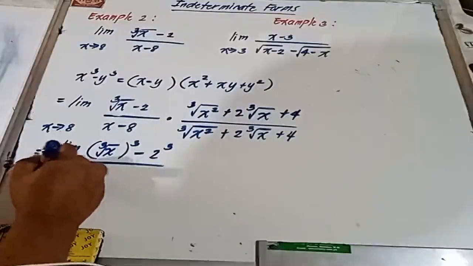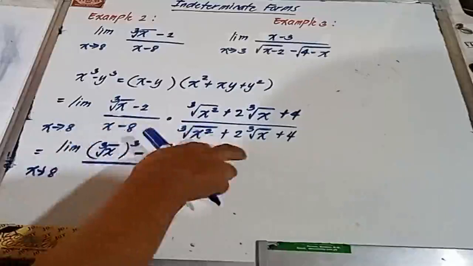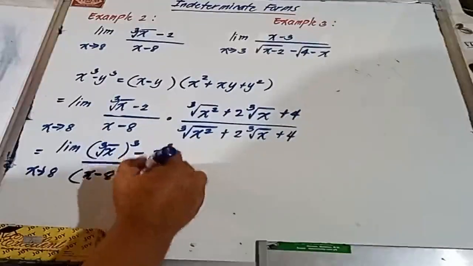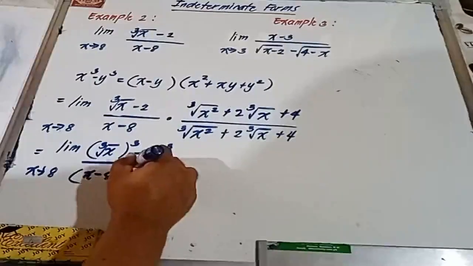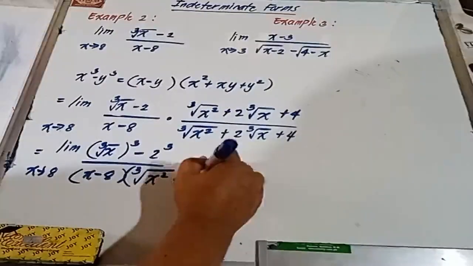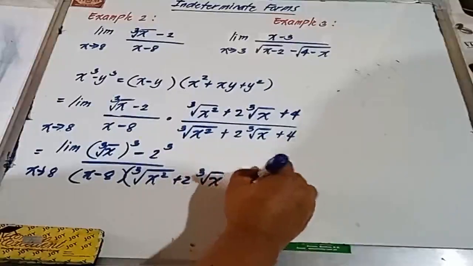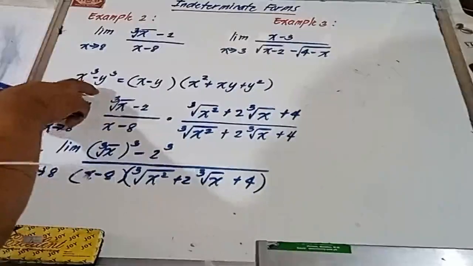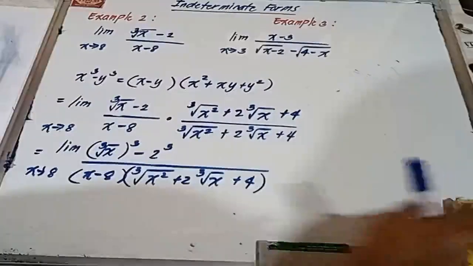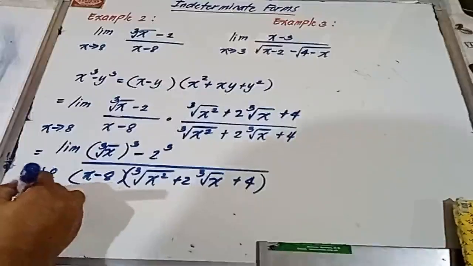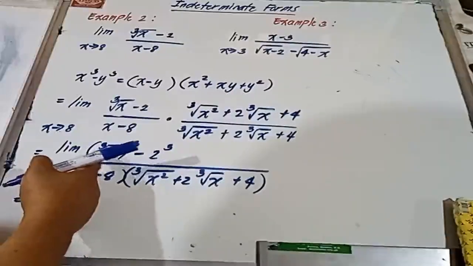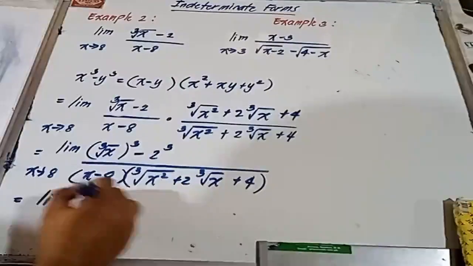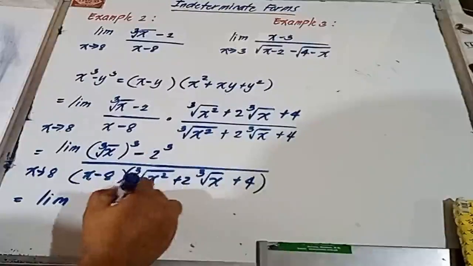x approaches 8 muna. Product nito. So, x minus 8 times cube root of x squared plus 2 cube root of x plus 4. Wala na yun nasa taas kasi ito na yun. Okay? Next. Next is what? Cube root of x is x. Okay? So that will be limit of x. 2 cube is 8. Okay?